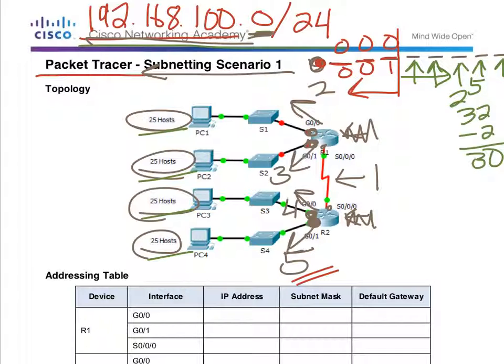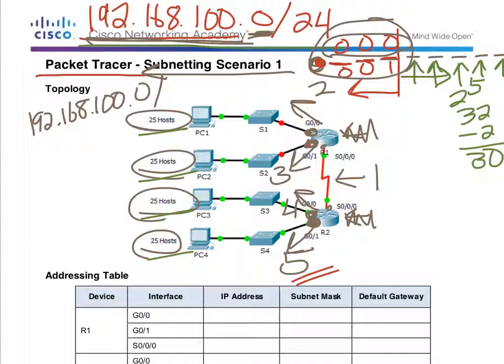Okay? Now, I'm not going to address this whole thing out, but here would be the next step. Your first address, and I'll write it here in brown, would be 192.168.100. And it would be all zeros. 0. Slash, what would it be? So I got 24 here, and I borrowed how many bits? 3. So that would be 24, 25, 26, 27. And then you should be able to figure out the mask.